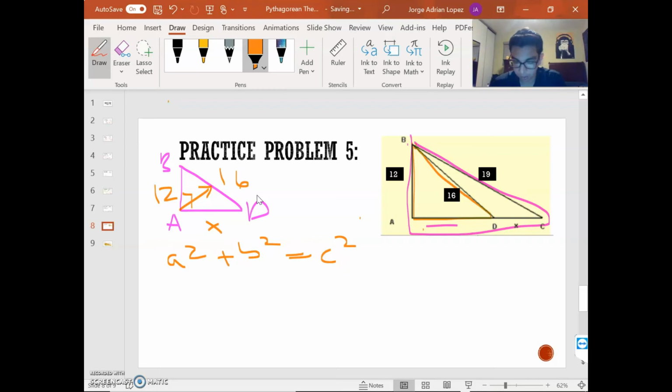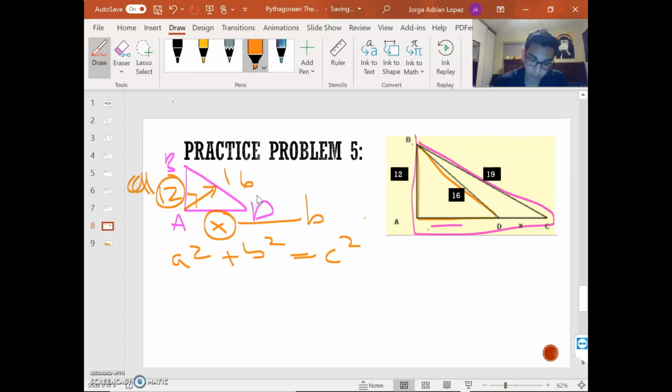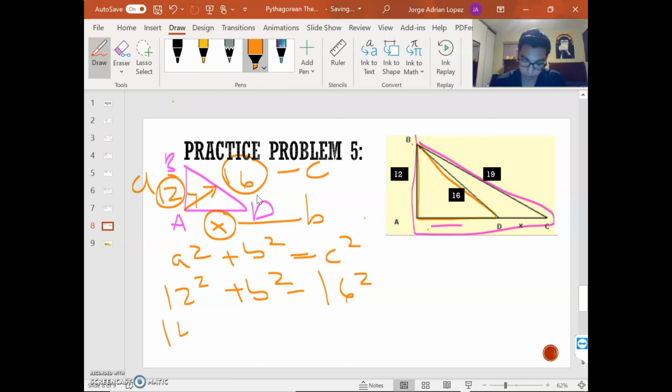So, now that we know we have a hypotenuse and we have a leg, we're going to assign this leg to be B, okay? And we're going to say that this leg is A and this leg is our C, okay? So A squared, that's 12 squared, plus B squared is equal to our 16 squared, okay? So let's solve that. 12 squared is 144 plus b squared, and 16 squared is, let me put that in the calculator, 256.